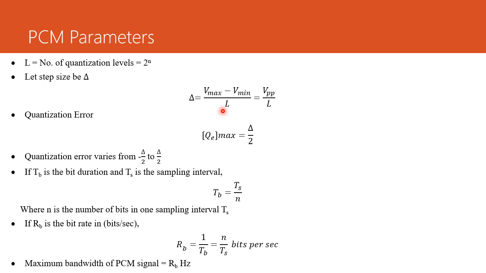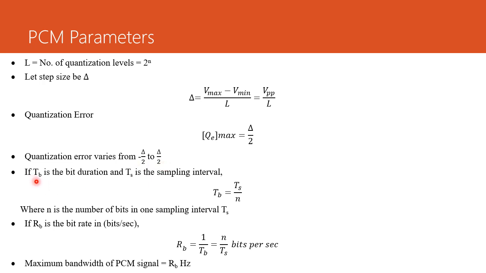Suppose your analog input varies between 0 to 15, then your V max will be equal to 15 and your V minimum is equal to 0. And the quantization level is represented as L. So this step size is equal to VPP, that is the maximum peak voltage, divided by L. And the maximum quantization error is equal to delta by 2, that is the step size by 2. That is, the quantization noise or error varies from minus delta by 2 to delta by 2.